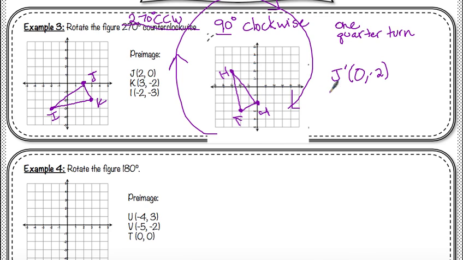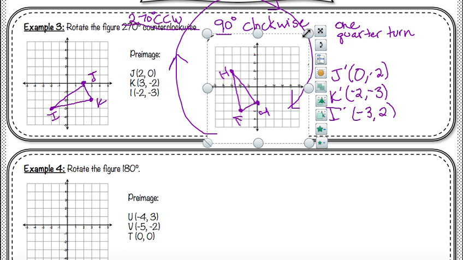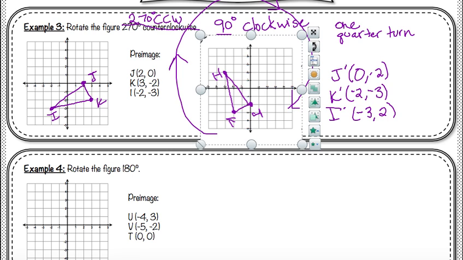Okay, what about K? To get to K, I have to go left 2, negative 2, and down 1, 2, 3, negative 3. To get to I, I have to go left 1, 2, 3, and up 2. Negative 3, that's left 3, up 2 is positive 2. So once I've done that, I've turned my paper, I've jotted this down in the corner of the paper, then I can turn it back right side up. So let's do that.